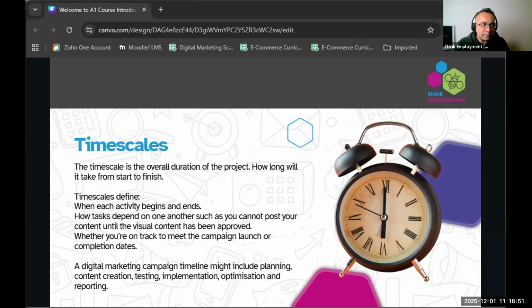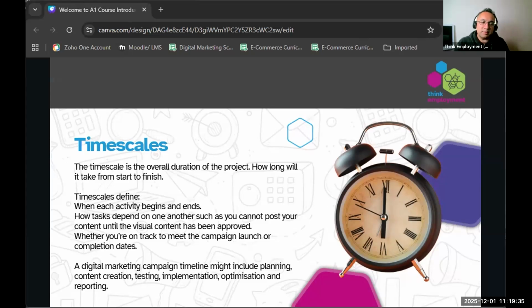For example, if you're creating content for Christmas, then obviously it's very time specific, isn't it? There's no point creating content for Christmas, and by the time you've created the content and put it on your platform it's February. There's no point. So timescale is important. How tasks depend on one another, such as you cannot post your content until the visual content has been approved. Could be you need approval. If there's other people within your project that need to approve your content, that could be the case. Whether you're on track to meet the campaign launch or completion dates.